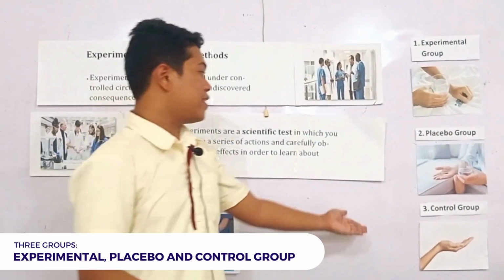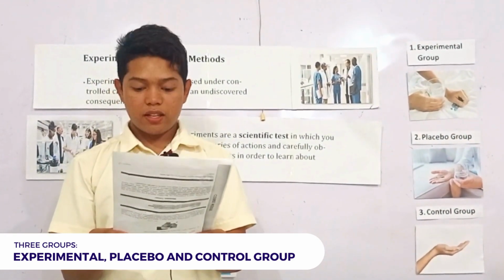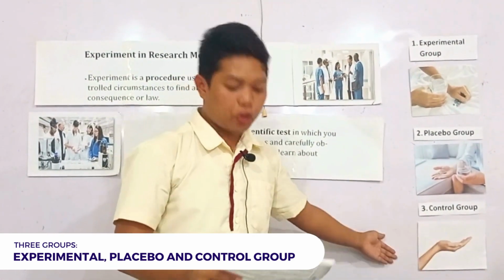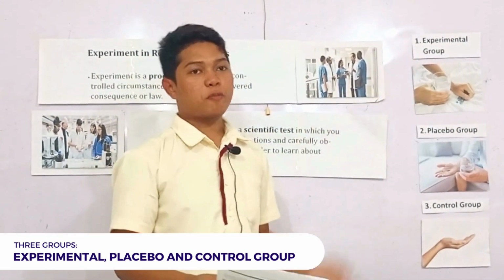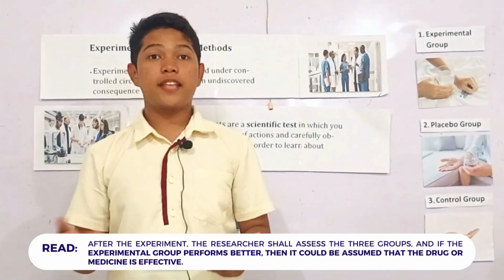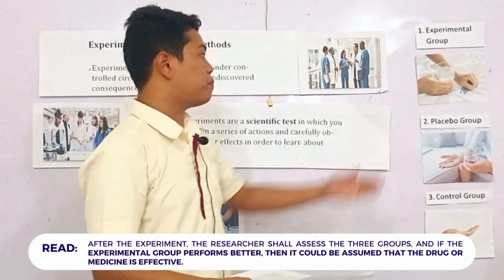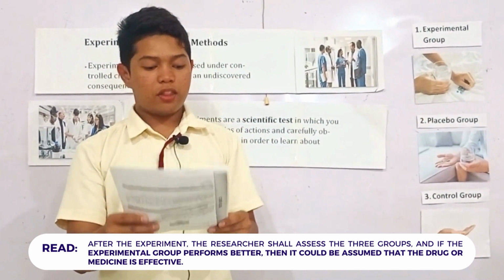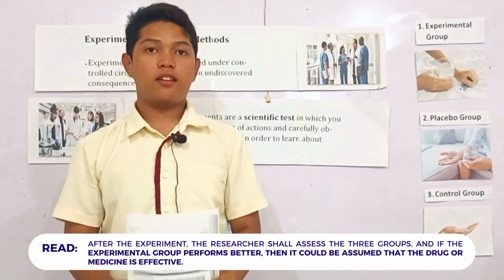The last group is the control group. The last group does not receive the treatment. The comparison of the experimental group and the control group is that the control group doesn't receive anything, not like the experimental group. After the experiment, the researcher assesses the three groups. And when the experimental group performs better than other groups, it's reasonable to assume that the drug or the medicine had a favorable impact on this final result.